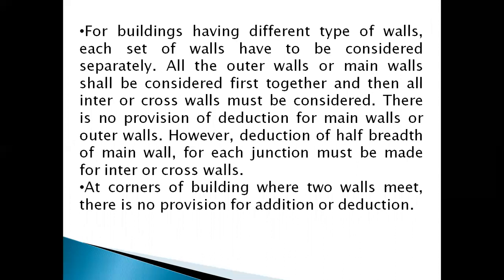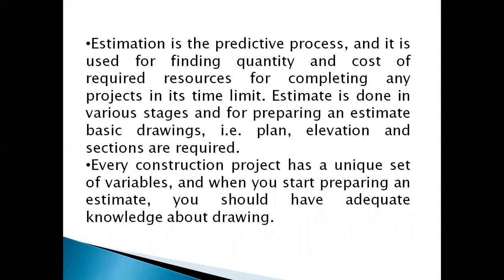Buildings having different types of walls have to be considered separately. All the outer walls or main walls shall be considered first together, and then all inner or cross walls must be considered. There is no provision of deduction for main walls or outer walls. However, reduction of half breadth of main wall for each junction must be made for inner or cross walls. At corners of buildings where two walls meet, there is no provision for additional deduction.